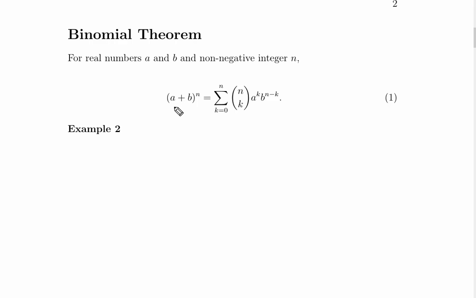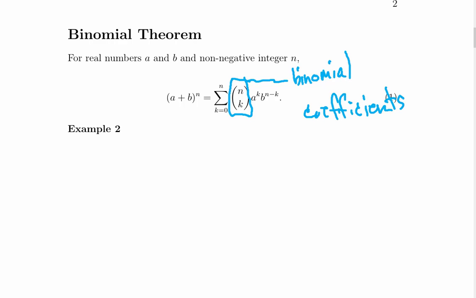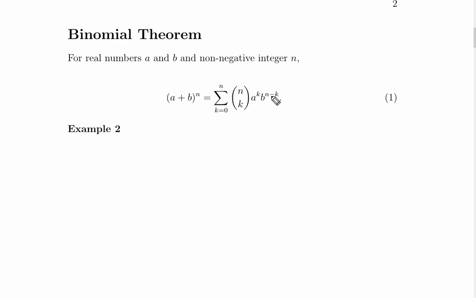If a and b are real numbers, they can be positive, negative, whatever, and n is a non-negative integer, then you can express the sum of a and b raised to the power of n as the sum, k goes from 0 to n, of n choose k, we just studied that. In fact, sometimes instead of calling that n choose k, we call that the binomial coefficient. Okay, these are binomial coefficients. So it's n choose k times a to the k times b to the n minus k.